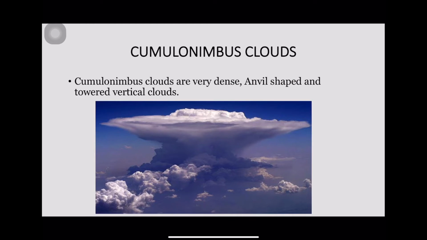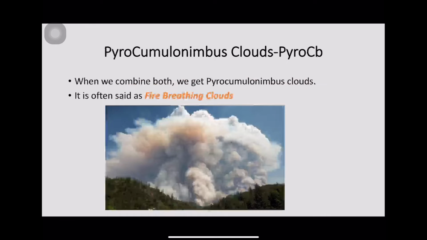And what are cumulonimbus clouds? Cumulonimbus clouds are very dense clouds, anvil shaped, and they extend very high in the atmosphere. They may extend up to 8 kilometers, 9 kilometers, or in some cases 12 or 13 kilometers also. Now if we combine pyre and cumulonimbus clouds, we get a new term, which is pyrocumulonimbus clouds. Because it contains fire and it is a very huge, vertically extended cloud, sometimes it is also referred to as fire breathing cloud.